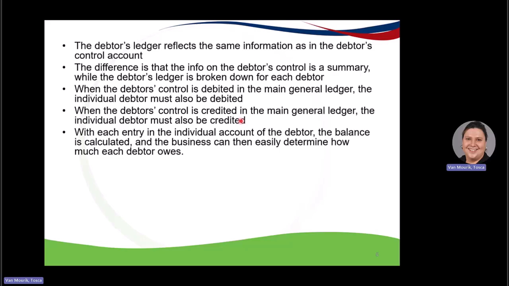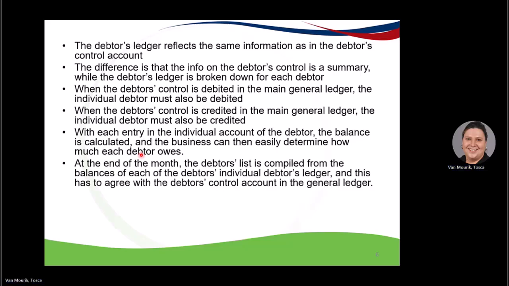With each entry in the individual account of the debtors, the balance is calculated, and therefore a company can quickly see how much each debtor is owing, and also act upon that. At the end of the month, the debtors list is compiled from the balances on the debtors ledger accounts, and that has to agree with what is on your debtors control account in the general ledger.